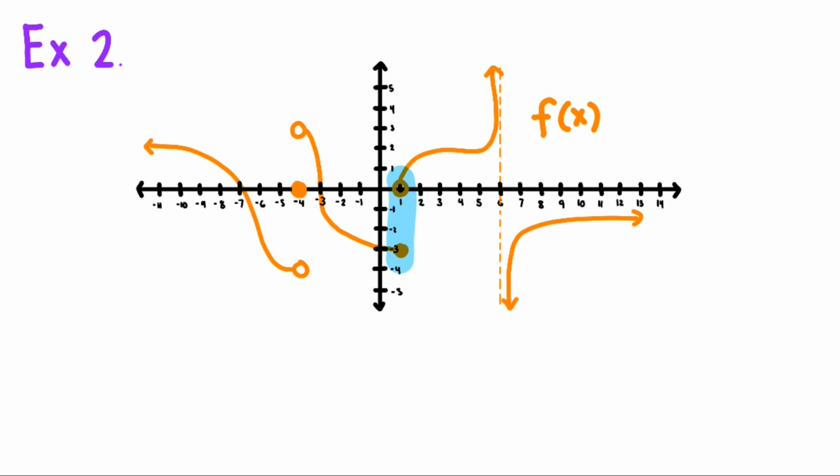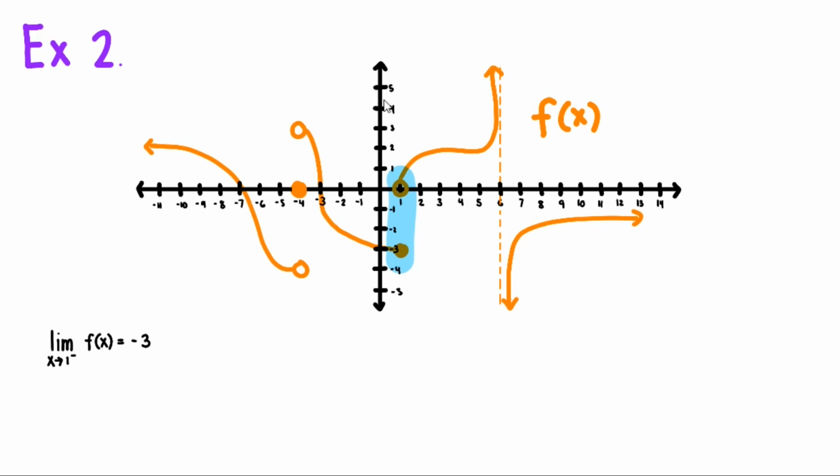Okay, so let's start with the limit of f of x as x approaches 1 from the left. From the left, we have this part out here. As x approaches 1 from the left, we have y to be -3. So we say that the limit of f of x as x approaches 1 from the left is -3.